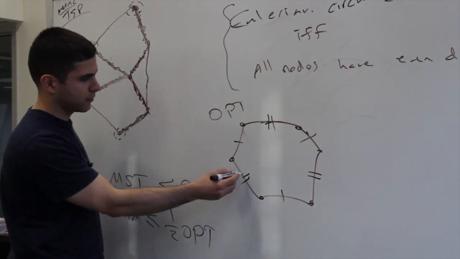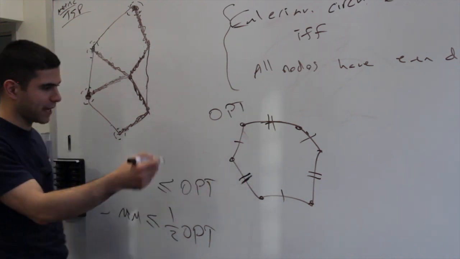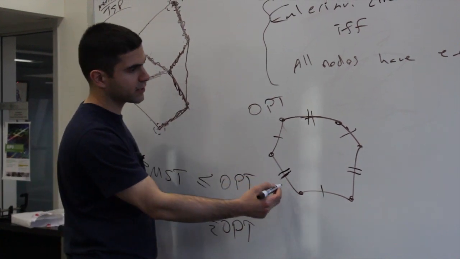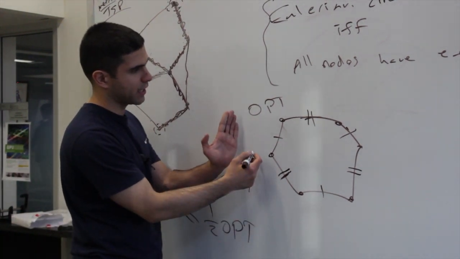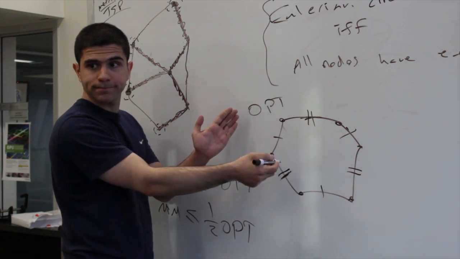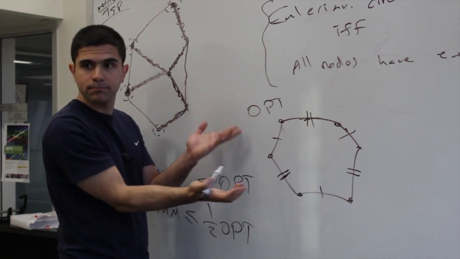Now, if we have the best possible minimum cost matching, its cost is guaranteed to be less than half of what you find in the optimal circuit, because the optimal circuit has two matchings in it.